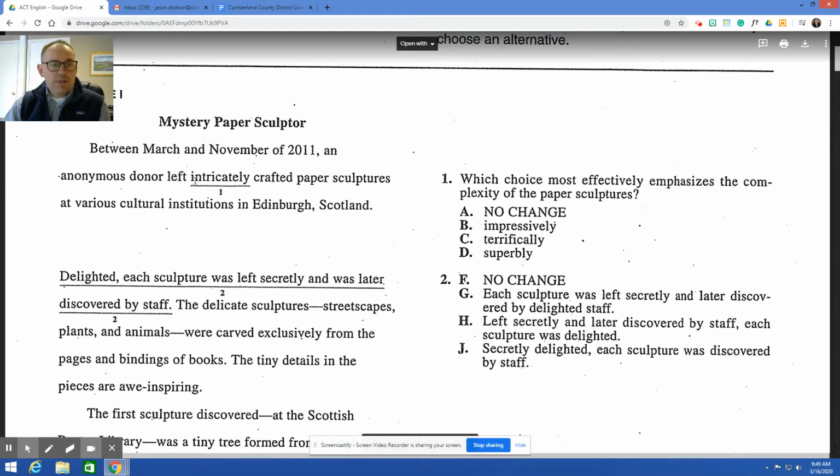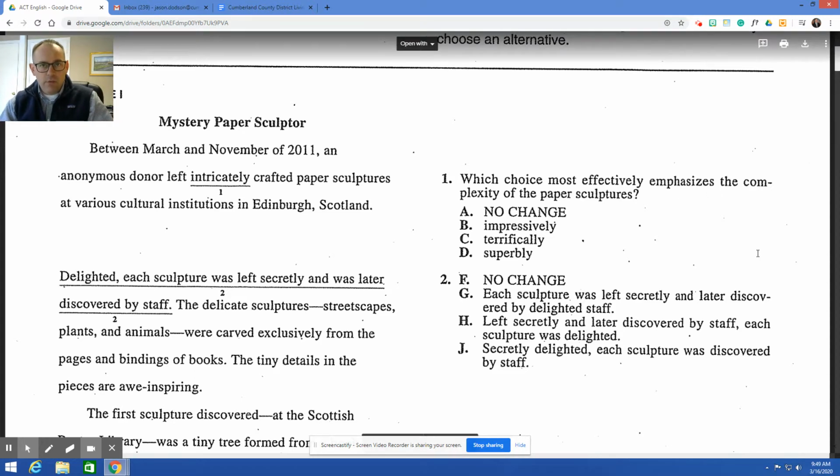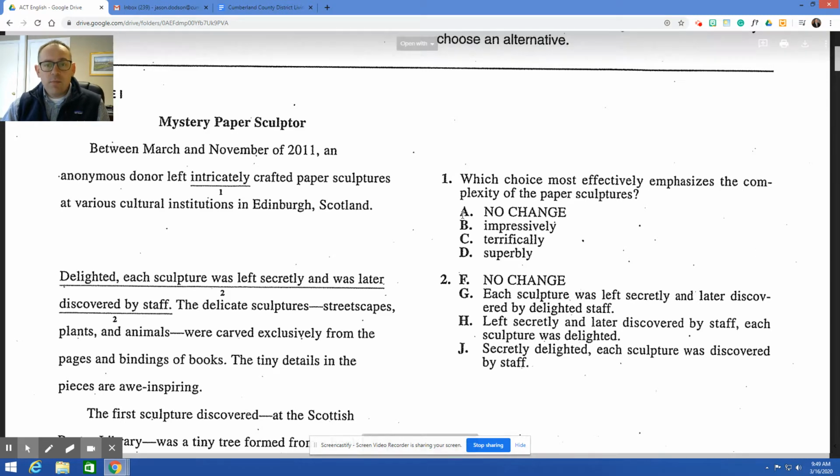So I look at my choices. I've got intricately, impressively, terrifically, and superbly. The one that emphasizes something being complex, convoluted, having multiple parts, is intricately. And so the way this question is set up, that means A, no change is the correct answer. So let's talk about no change is the correct answer.